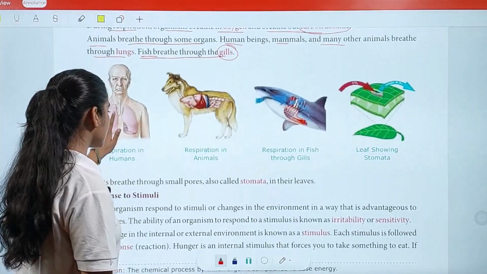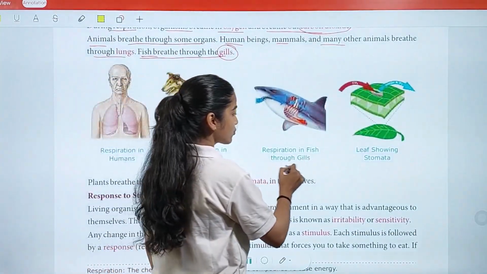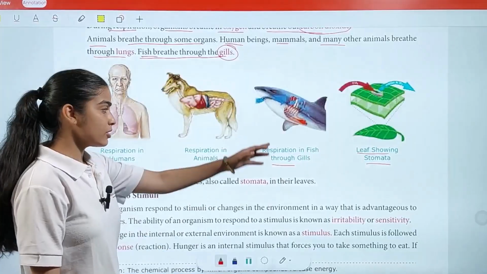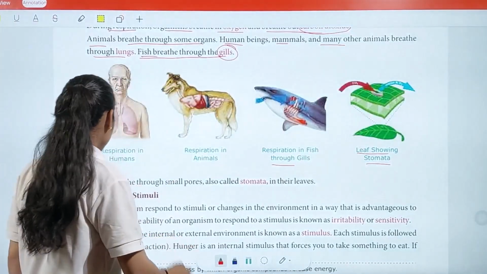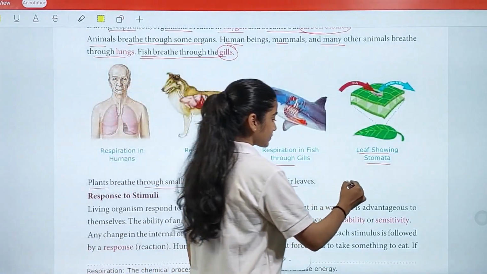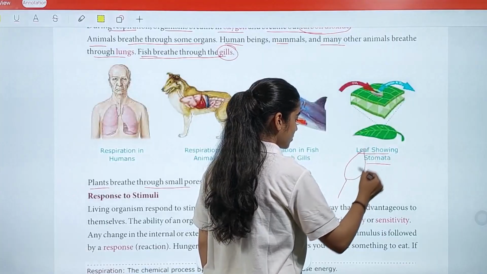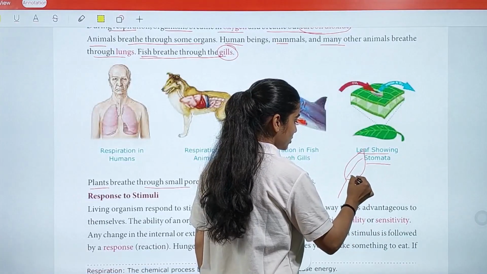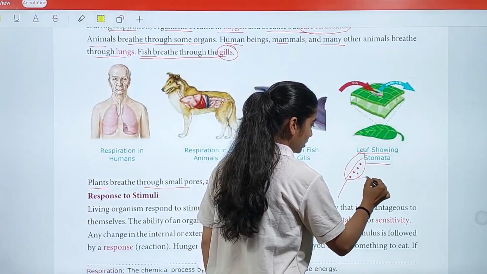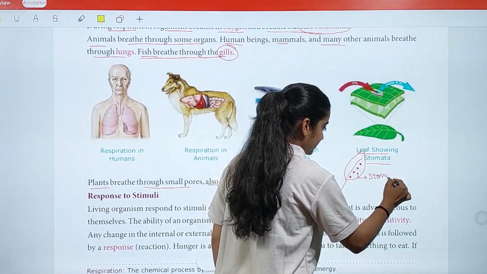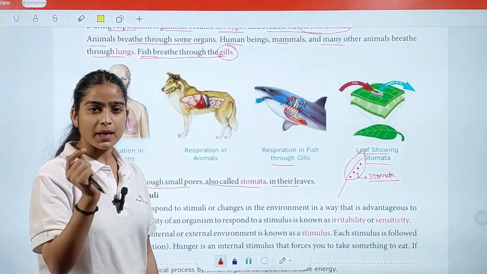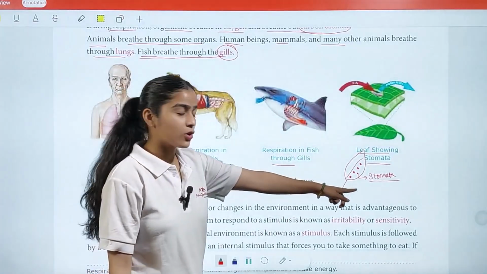So respiration in humans, respiration in animals, respiration in fish through gills, and in leaves, generally the respiration is completed by stomata. Now what does stomata mean? Plants breathe through small pores, also called stomata, in their leaves. This is your leaf, and in this leaf there are small pores. These pores are called stomata. You often see water particles upon leaves in winter. That is just because of your stomata.